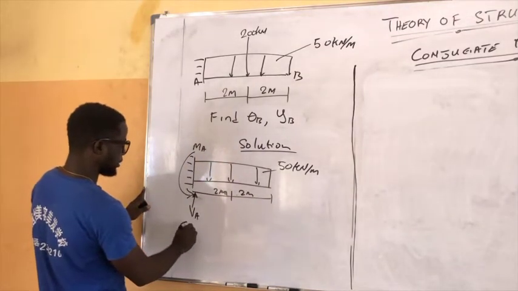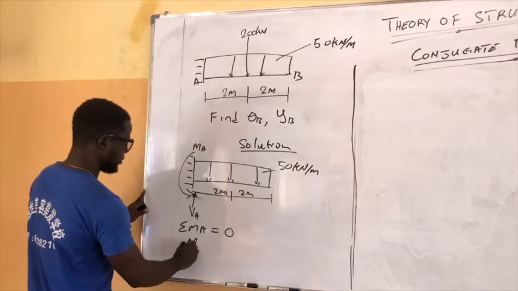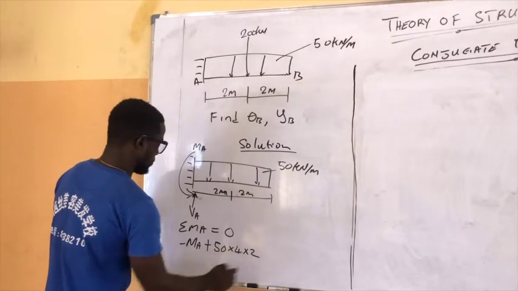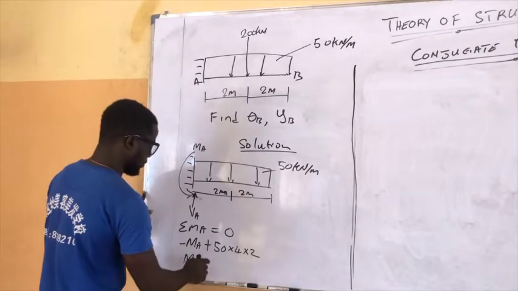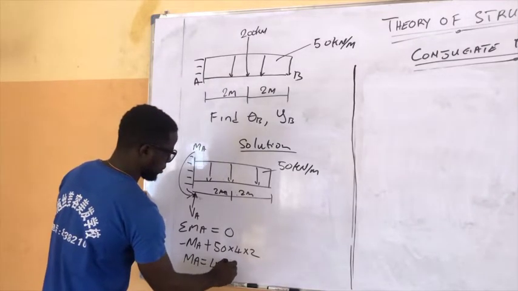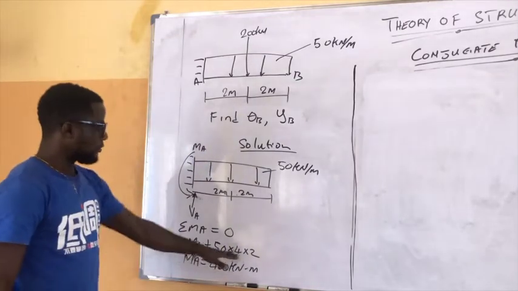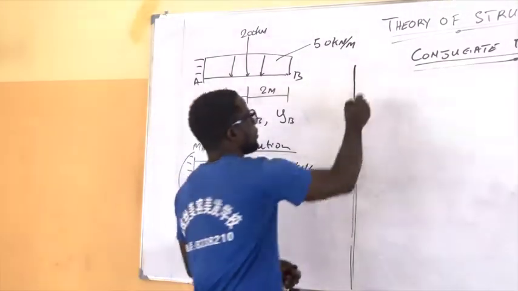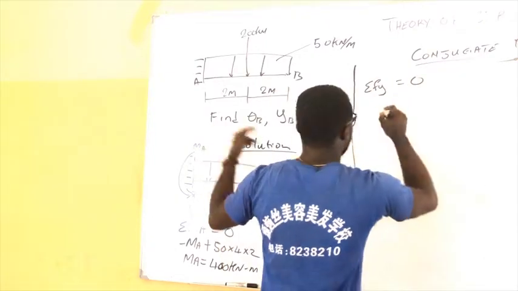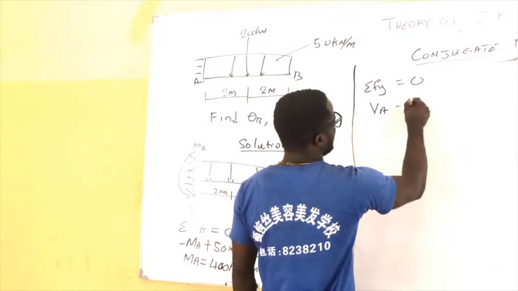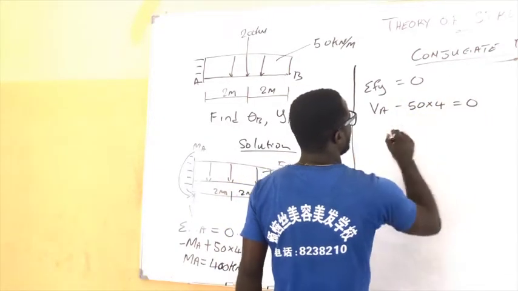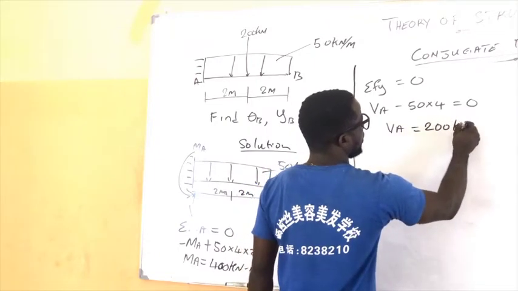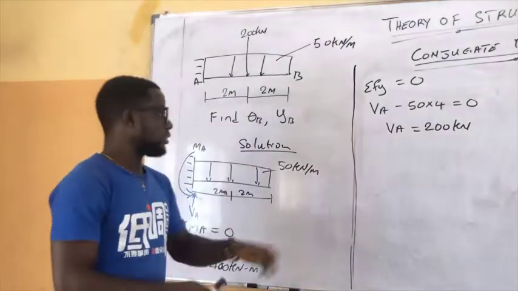Summation of moments at A equals 0. We have MA plus 50 times 4 multiplied by 2. When we evaluate this, we arrive at MA equal to 400 kN/m. And we take summation of forces in the y direction equals 0. We have VA minus 50 multiplied by 4 equals 0. Our VA is equal to 200 kN. So we have gotten the support reactions.